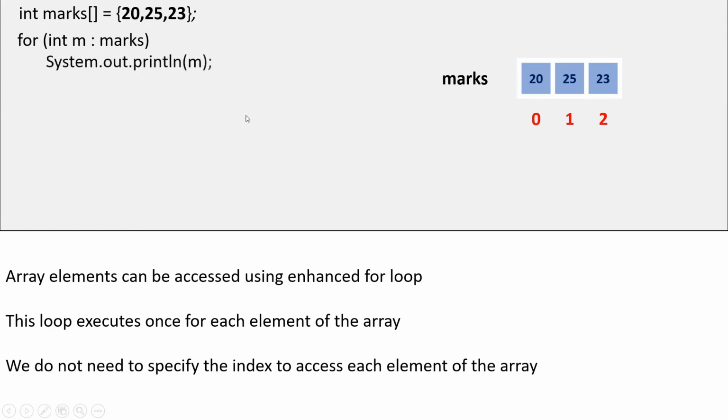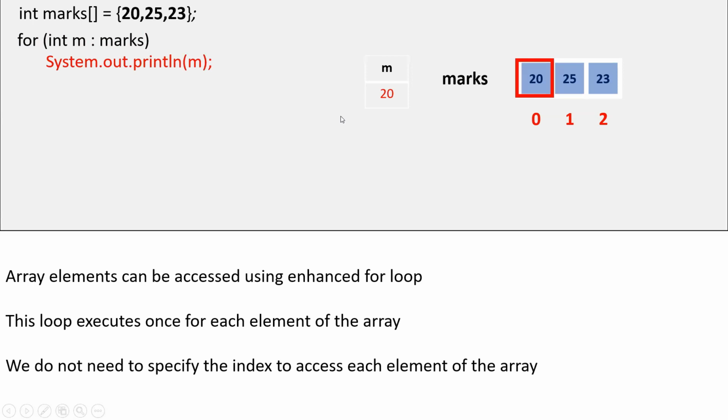So in this case, we will just try and print out the value of m and we will see how this execution goes on. So first, coming here for int m colon marks, when we start executing the loop, m is a variable of type int. First it will access the first element of the array, which is at index 0, and it will make a local variable m, which will get the value present at index 0, which in this case is 20, and 20 will be copied over to m.